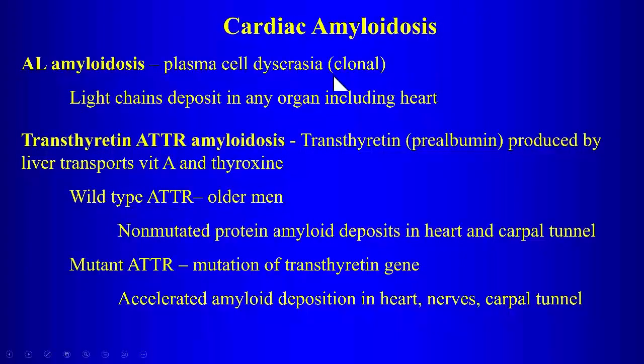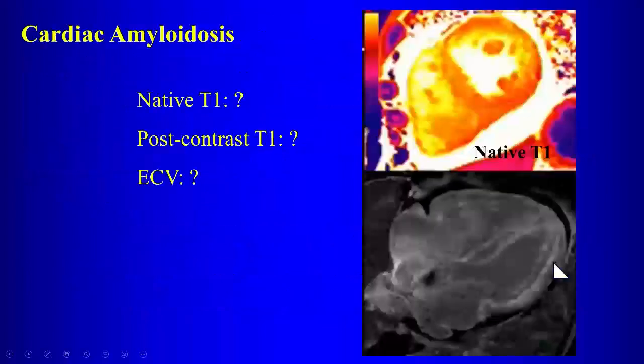Now there are different forms of amyloid. There's AL amyloidosis, which results in light chain deposits in any organ, including the heart. There's this transthyretin form of amyloidosis, and this is produced by the liver. And there are two forms of that. There's a wild type that can occur in older men. It's a non-mutated protein, and then there's the mutant type, which occurs because of the mutation of the transthyretin gene. So there are these different forms of amyloidosis that might affect the heart.